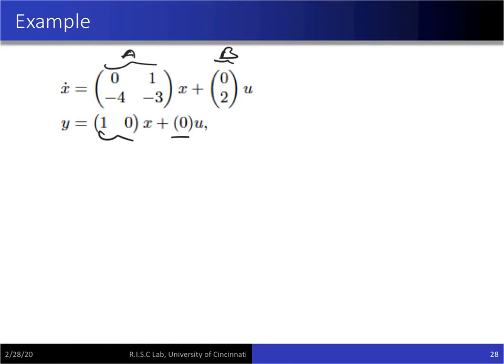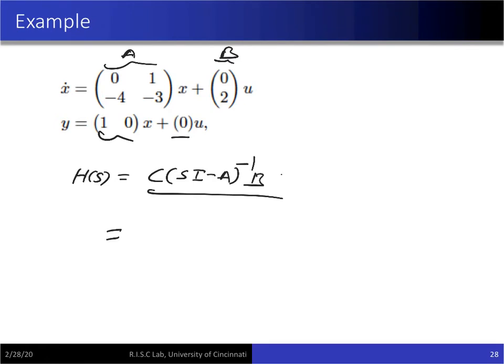So now we have to find a transfer function for this. So what is the transfer function? It is H of S, or G of S, equal to C times (SI minus A) inverse times B, plus D, but D is 0. So that's the transfer function: C (SI minus A) inverse B. So just start plugging things in. That's all we have to do here, right?